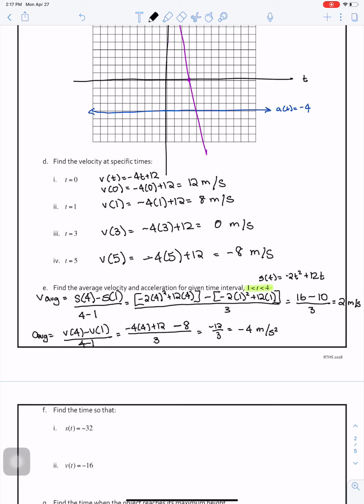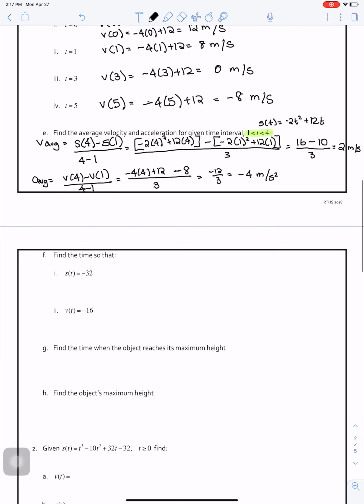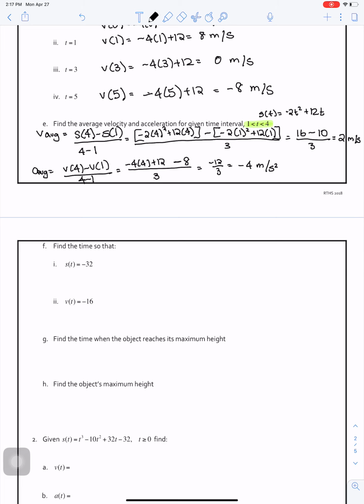So my velocity and my acceleration have opposite signs. It means my object is slowing down, and you can use the chart to answer more questions related to that. So now we're going to find the time so that the position is -32. My position function is given by -2t squared plus 12t.